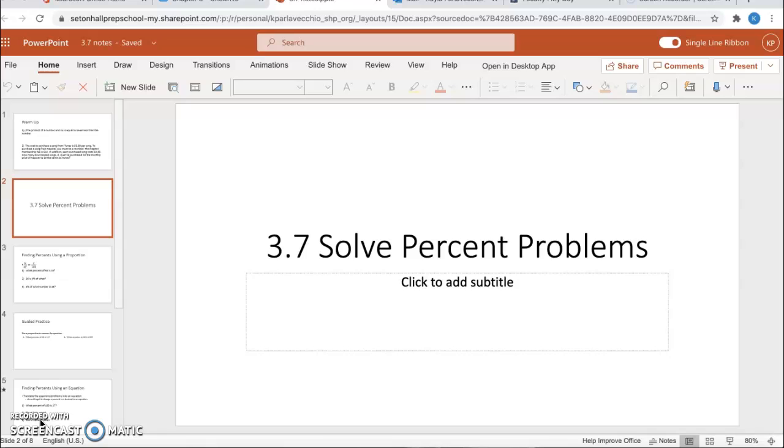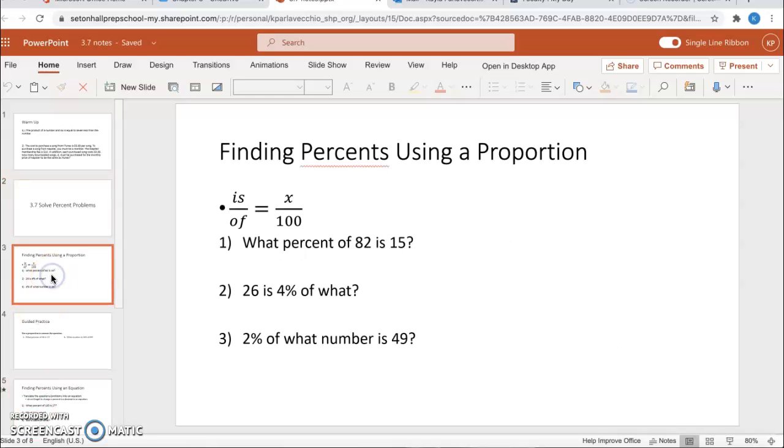So 3.7 deals with solving different percent problems. We're going to be using the proportion method as well as the equation method. To start, we're going to deal with proportions since we just dealt with that in 3.5 and 3.6.